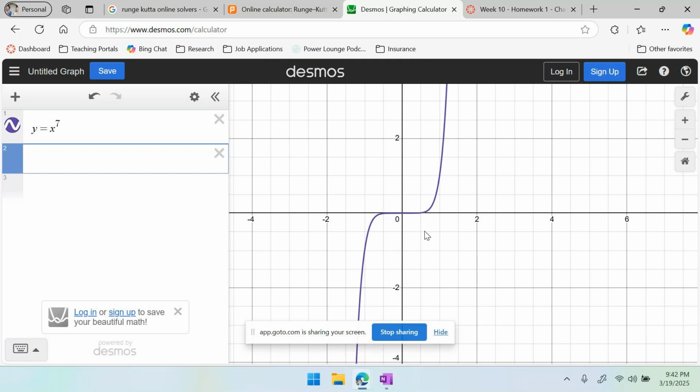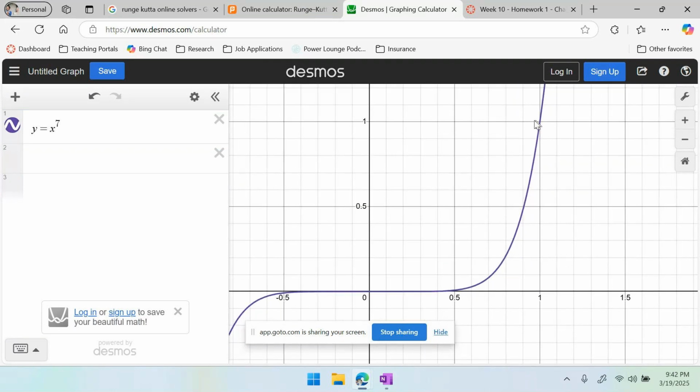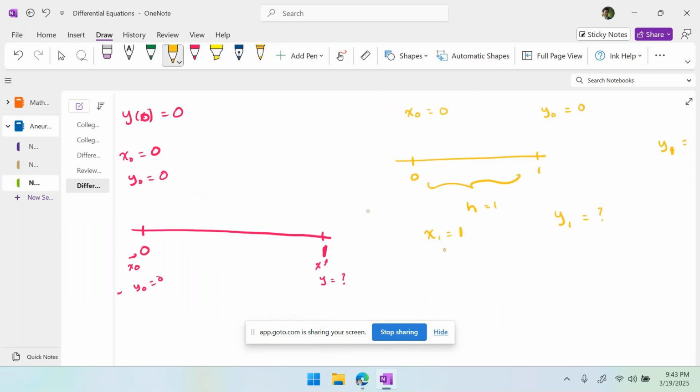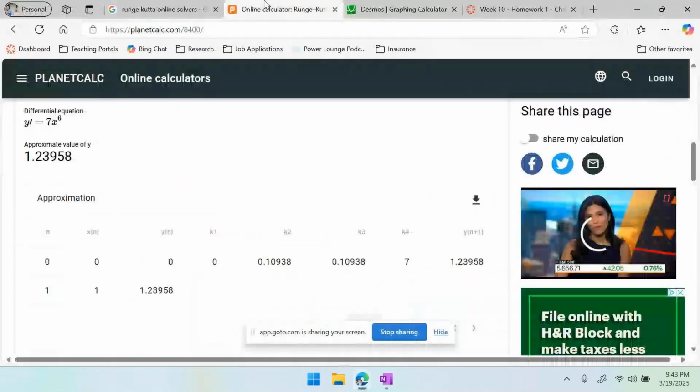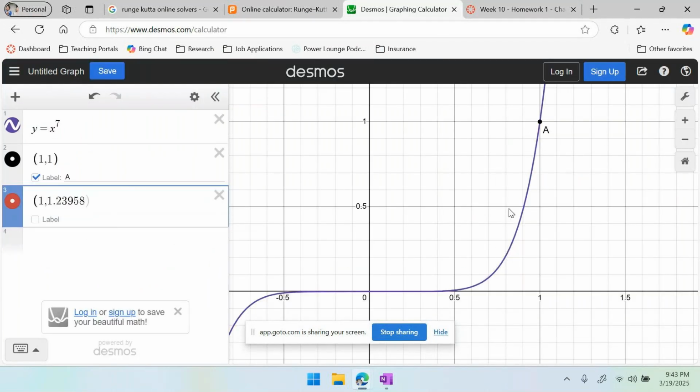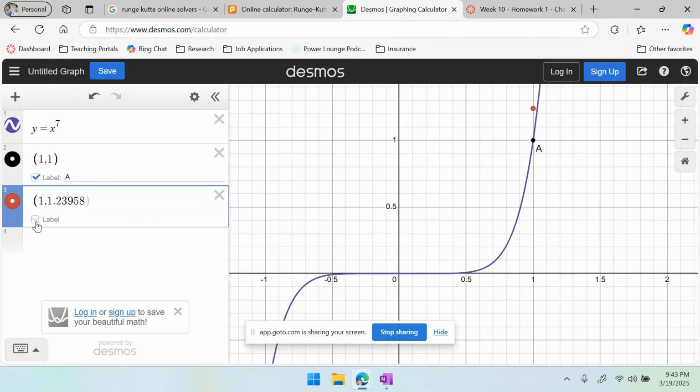Now we can also plot the points. So at 1, you will see that it is equal to 1. That's the actual point, that's 1 comma 1. Let me name it as A. That's the actual point, right? But now what I got was 1 comma, that's my x value. So the x value is 1, right? x1 is 1, and the corresponding y1, using the Runge Kutta method, is this one. So that's going to be a little higher than the actual value. So let's name it as B.